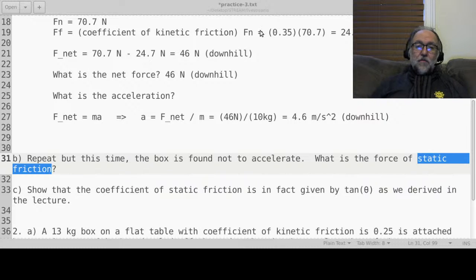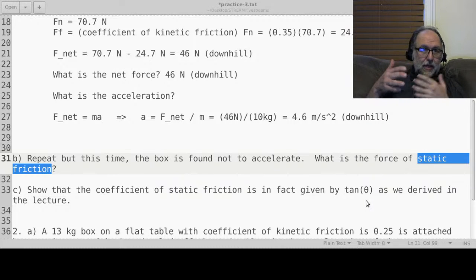Okay, and so the first, I actually asked it in two steps, and I did this on purpose. Okay, first I asked for what the static frictional force was, how big is it, how many newtons is it, and the second one is what is the coefficient of static friction, and show that it's equal to tangent of theta. I actually proved that in one of the lectures. I showed that I didn't use any numbers.